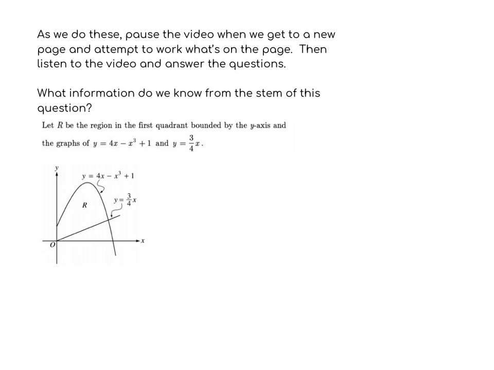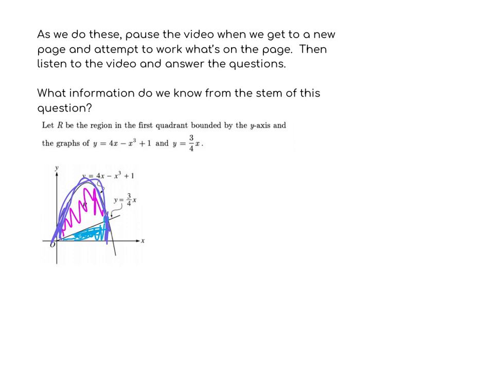Okay, so let R be the region in the first quadrant, bounded by the y-axis, the graphs of y equals 4x minus x cubed plus 1, and 3/4 x. So R is this region right in here. If I wanted to find the area of R, I would need to figure out the area under this curve until the intersection point, and then the area under this, which is just a triangle, until the intersection point. Now, for the first curve I drew, I would need to integrate. For the triangle, I could just use geometry and find the area of that.